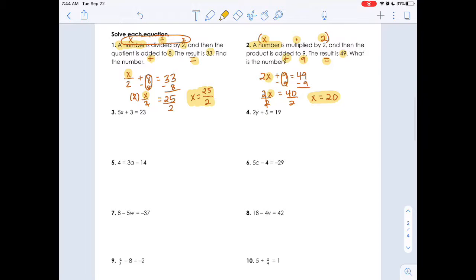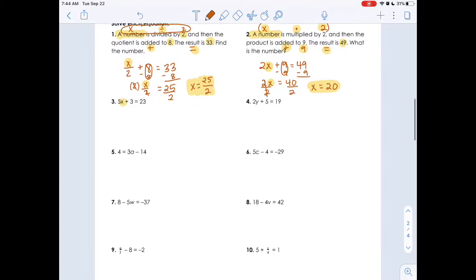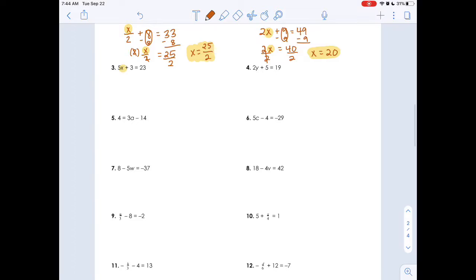Moving on to number 3, now we're just going to get into solving these two-step equations. So 5x plus 3 equals 23. My variable here is x. First, I'm going to undo any addition or subtraction. So I'm going to subtract 3, giving me 0. Subtract 3 on this side. So I'm left with 5x equals 23 minus 3 is 20.